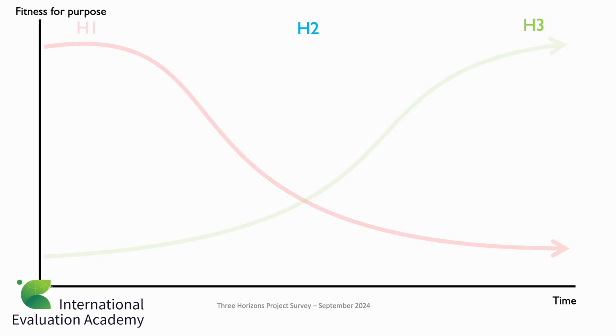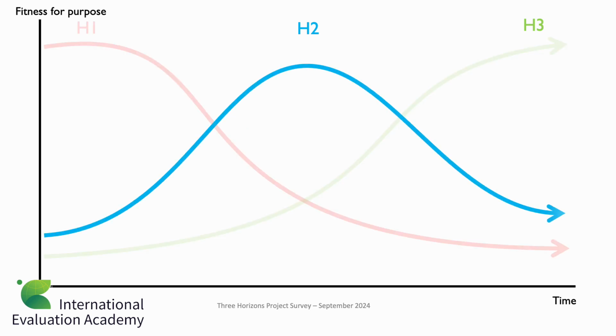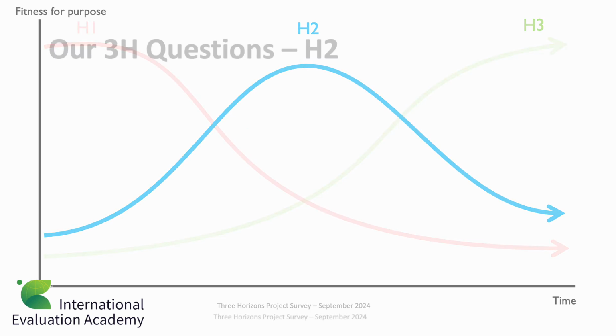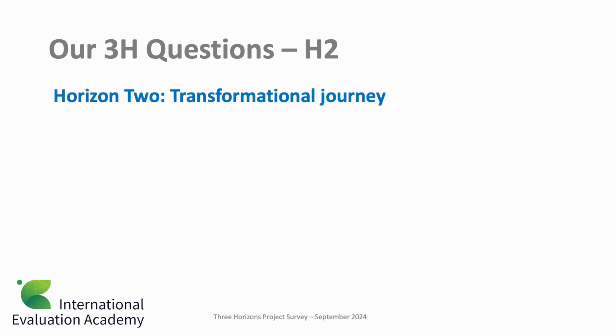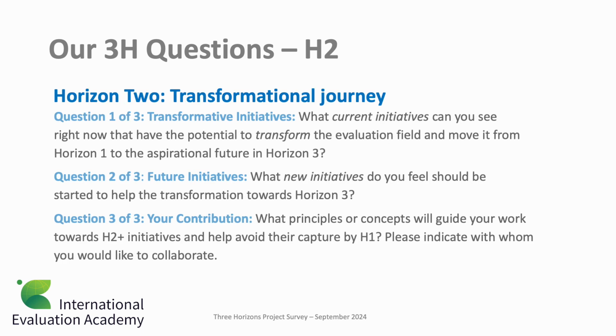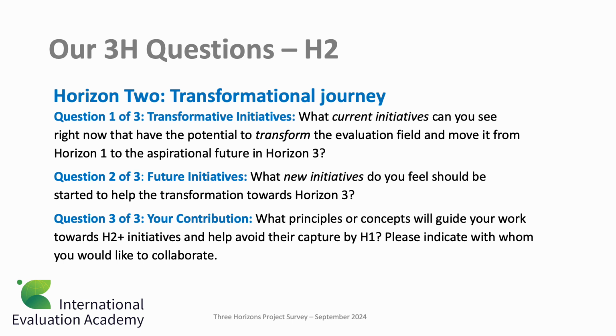We now come to Horizon 2 questions. Horizon 2 questions are all about that essential transformational journey. We ask 3 questions. The first 2 are about what transformation initiatives you can see or think should be started to help us work towards Horizon 3. And the third question is about your contribution. What principles or concepts will guide your work? And maybe with whom you would like to collaborate.